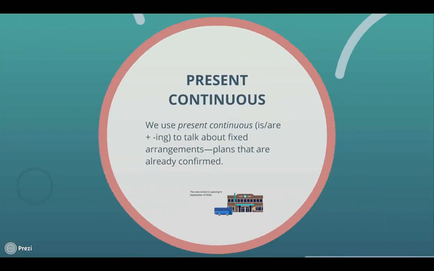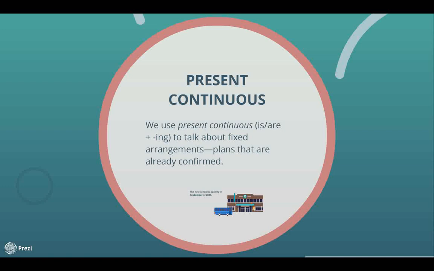Two more, guys. Sometimes when we're talking about the future, we use present continuous. And we use present continuous if we're talking about a fixed arrangement, a plan that is confirmed. So this means it's definitely going to happen. It's already on the calendar. Maybe you and your friends want to go to a movie tomorrow and you checked and everyone's on board, everyone is going to the movie.